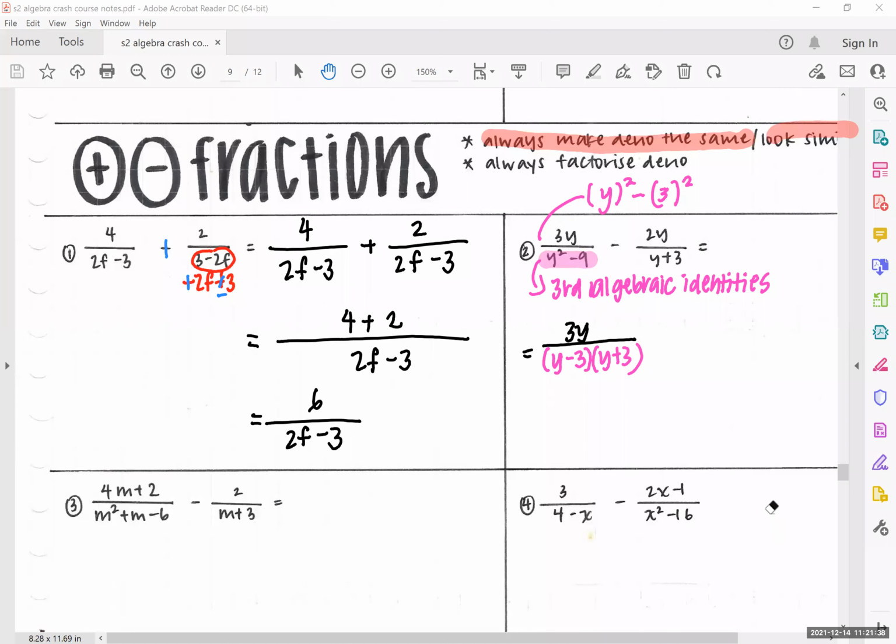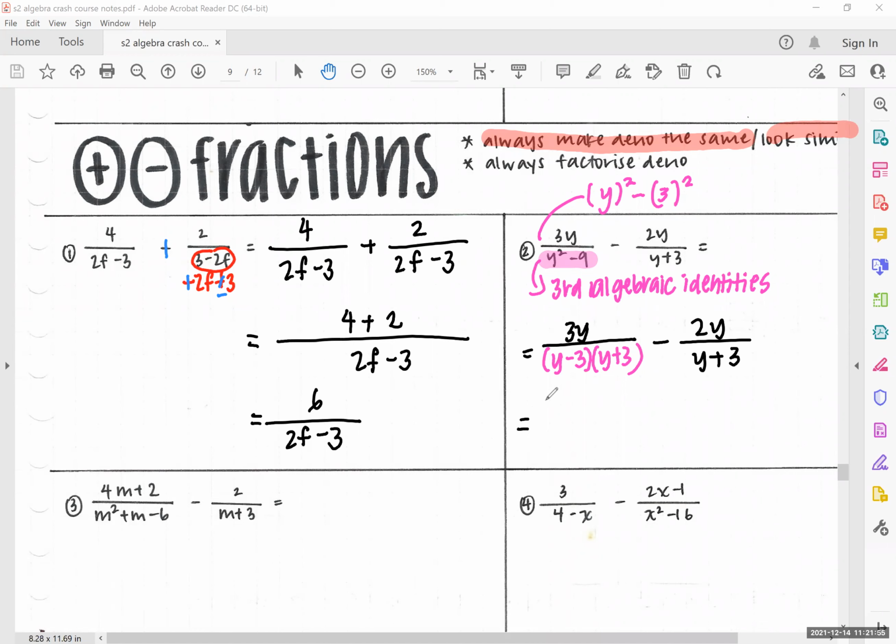Okay, so next year it will be at your house for the tuition. I'm recording. Oh, Yeah, sure. Yes, followed by minus what? 2y over y plus 3.